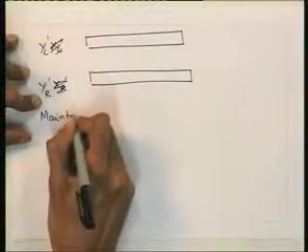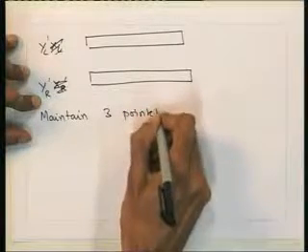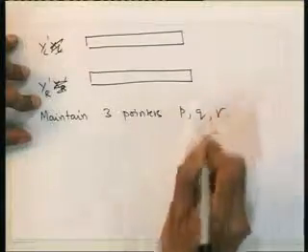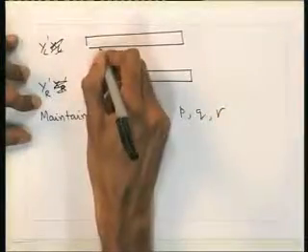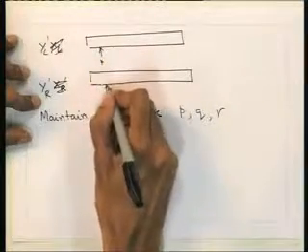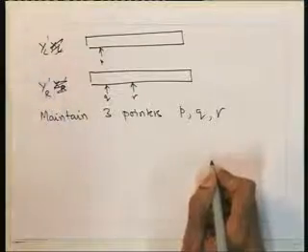So maintain 3 pointers. Let's say P, Q and R. P will point to something there. That's P. Q and R will be pointers to YR prime.